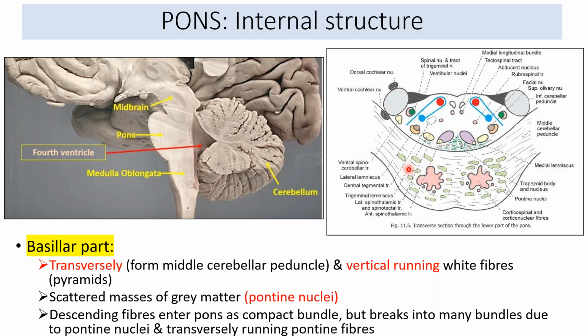Now, internally in the basilar part, when you cut, you will find that there are transversely running fibers. Can you appreciate in this picture? There are fibers which are going in the transverse plane. These transversely running fibers are creating the middle cerebellar peduncle. This is the area of the middle cerebellar peduncle. So these transversely running fibers on both sides constitute the middle cerebellar peduncle.